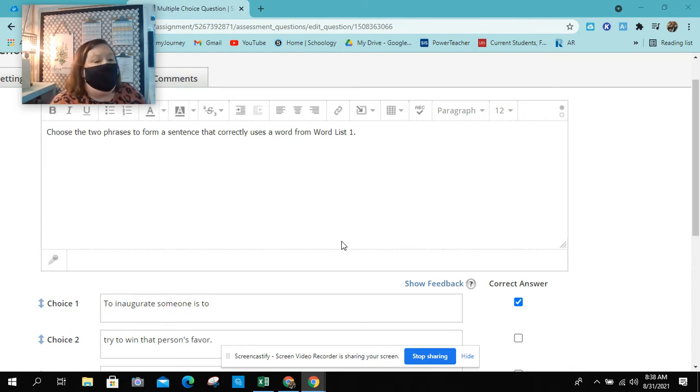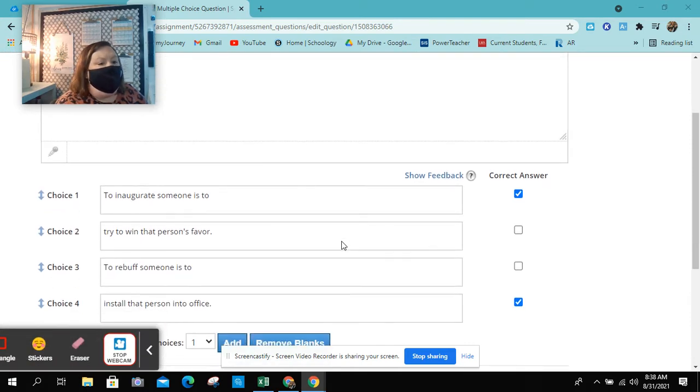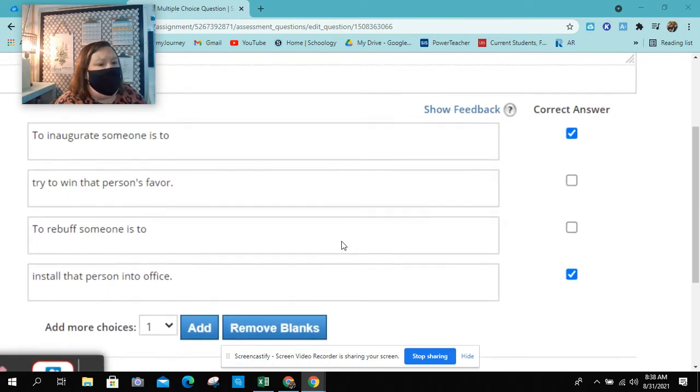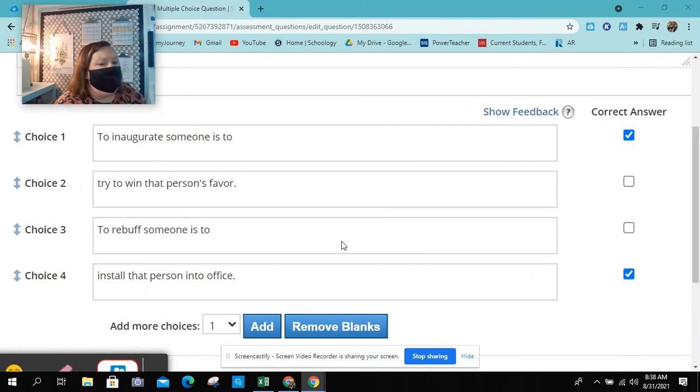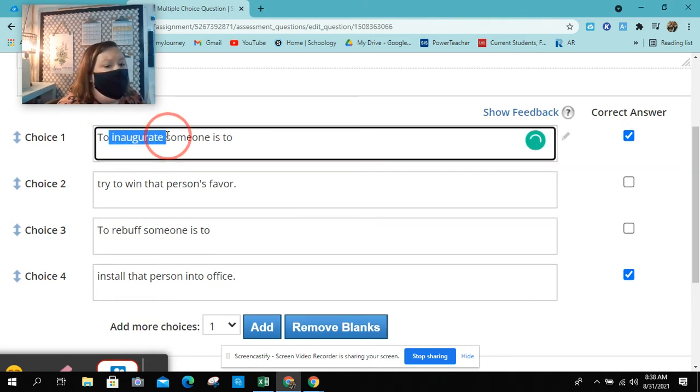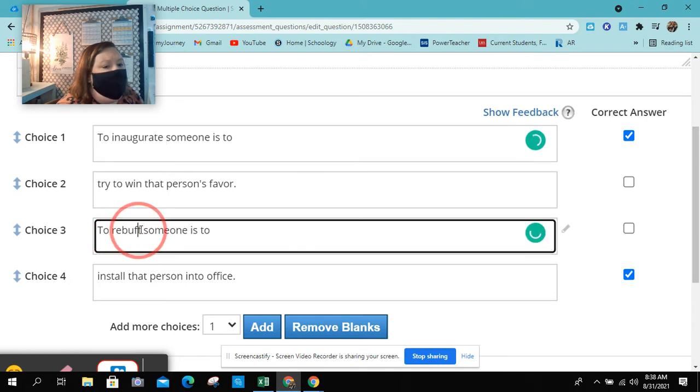Okay, so the directions for this are: choose the 2 phrases to form a sentence that correctly uses a word from word list 1. Now, here are your choices, okay? To inaugurate someone is to... okay? To rebuff someone is to... So your vocabulary words are inaugurate and rebuff.